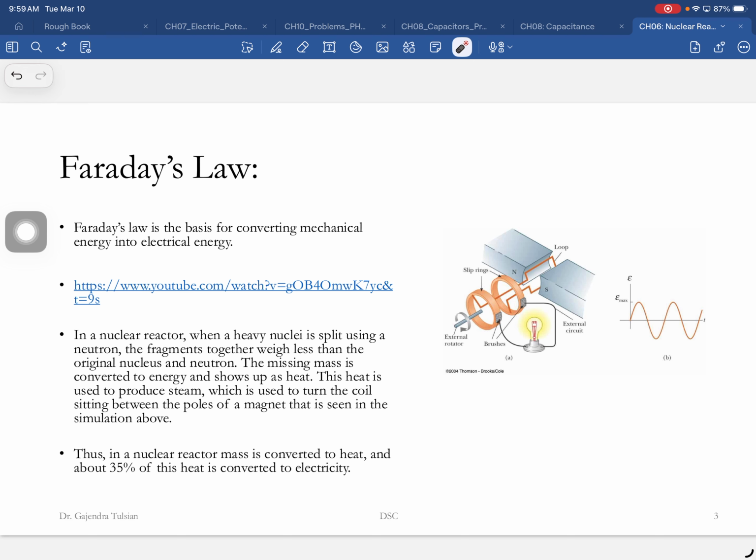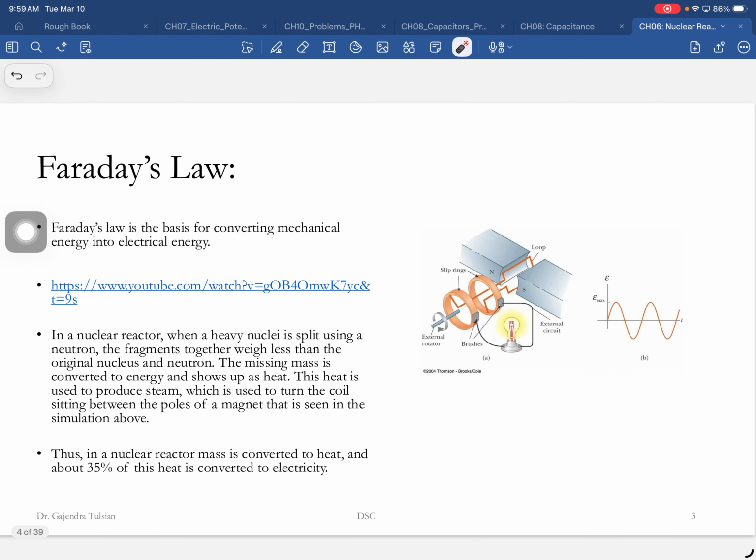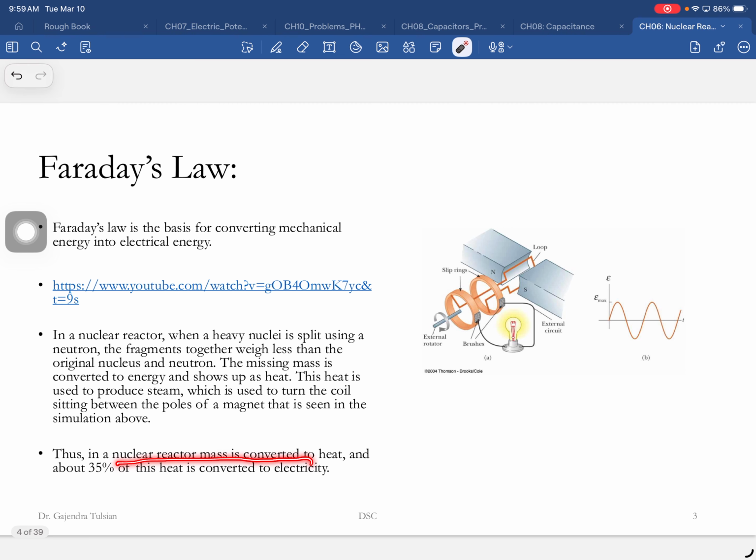In a nuclear reactor, it's about 35% efficient. In a coal power plant, it's about 40% efficient. The efficiency depends on the temperature at which you're operating. In a nuclear reactor, mass is converted to heat, and about 35% of that heat is converted to electricity.